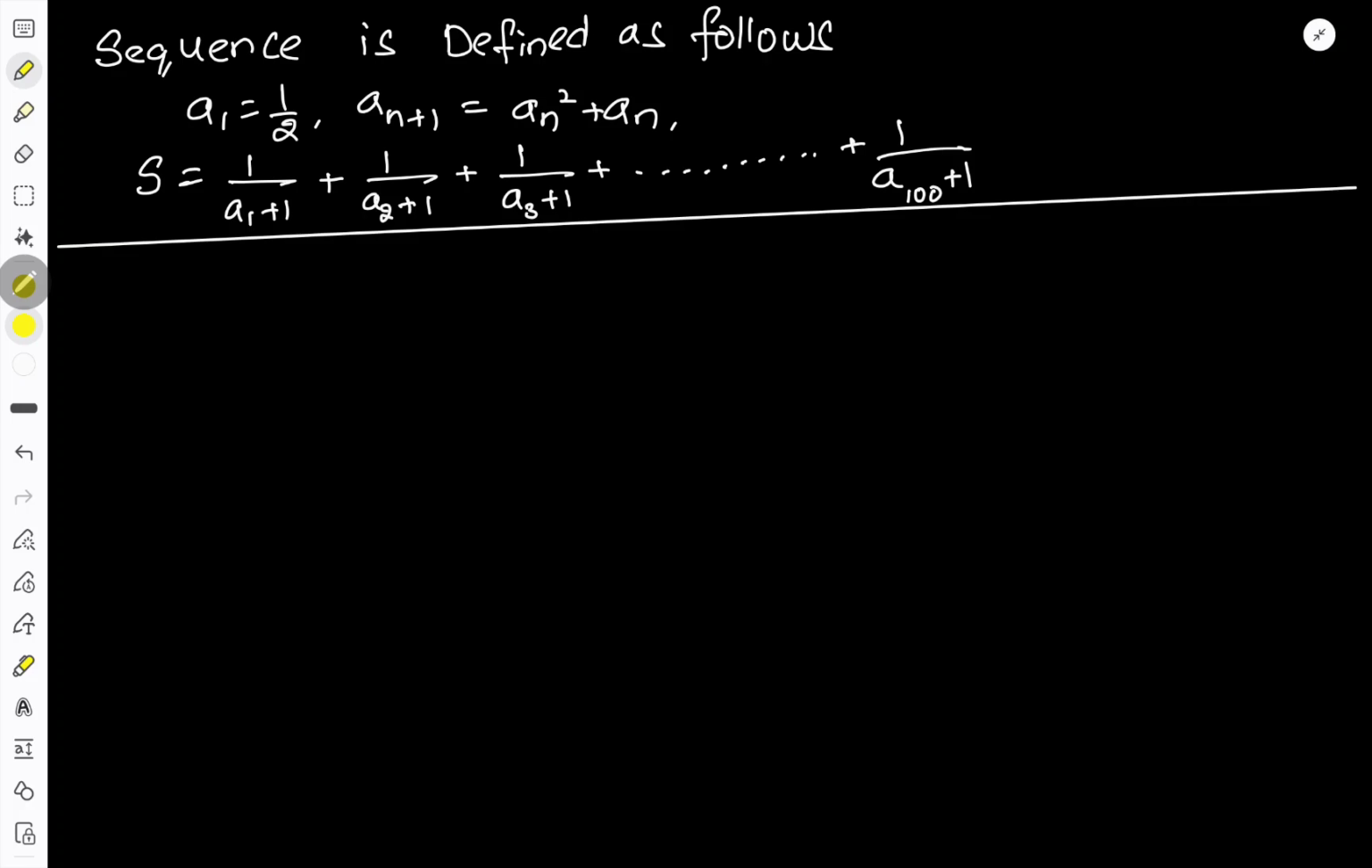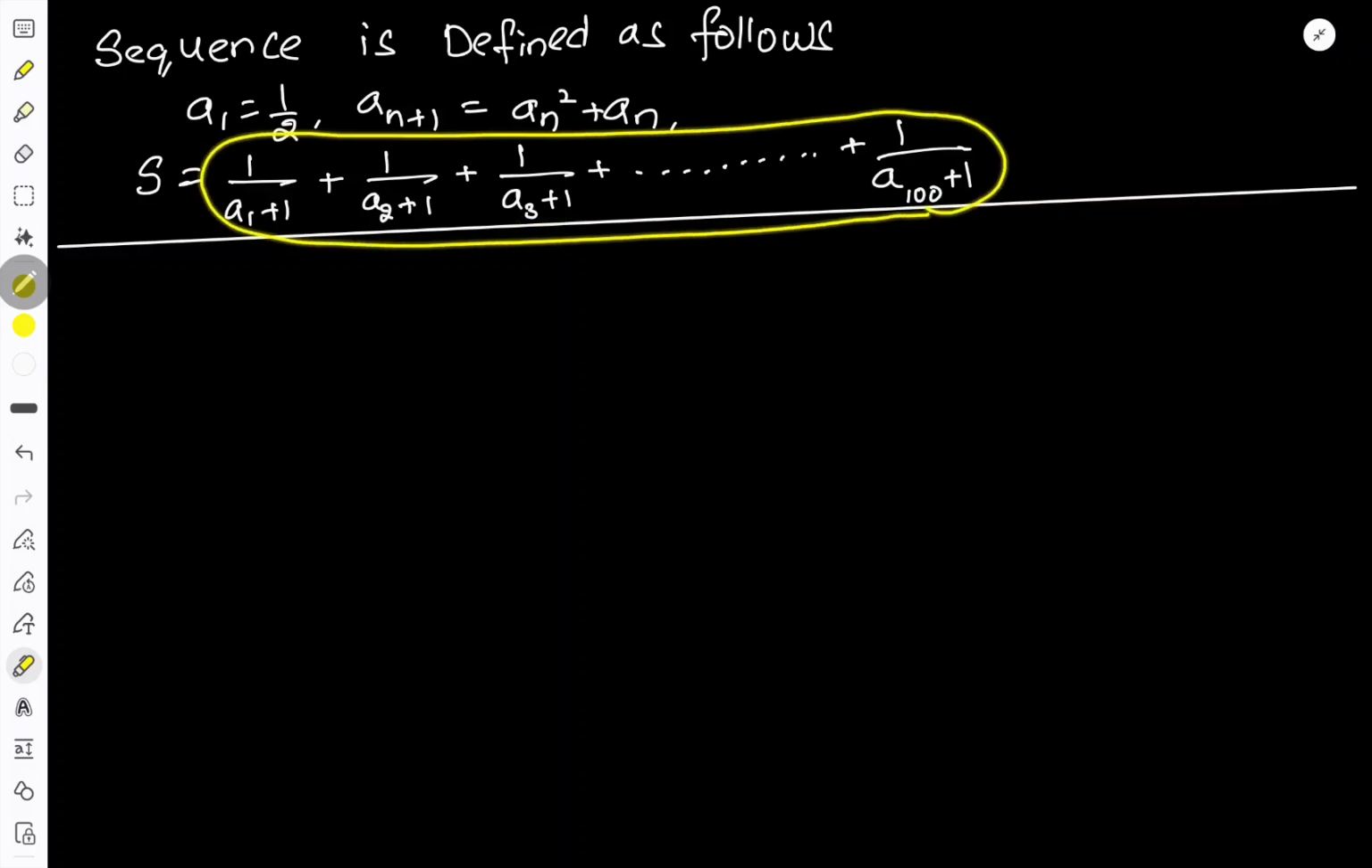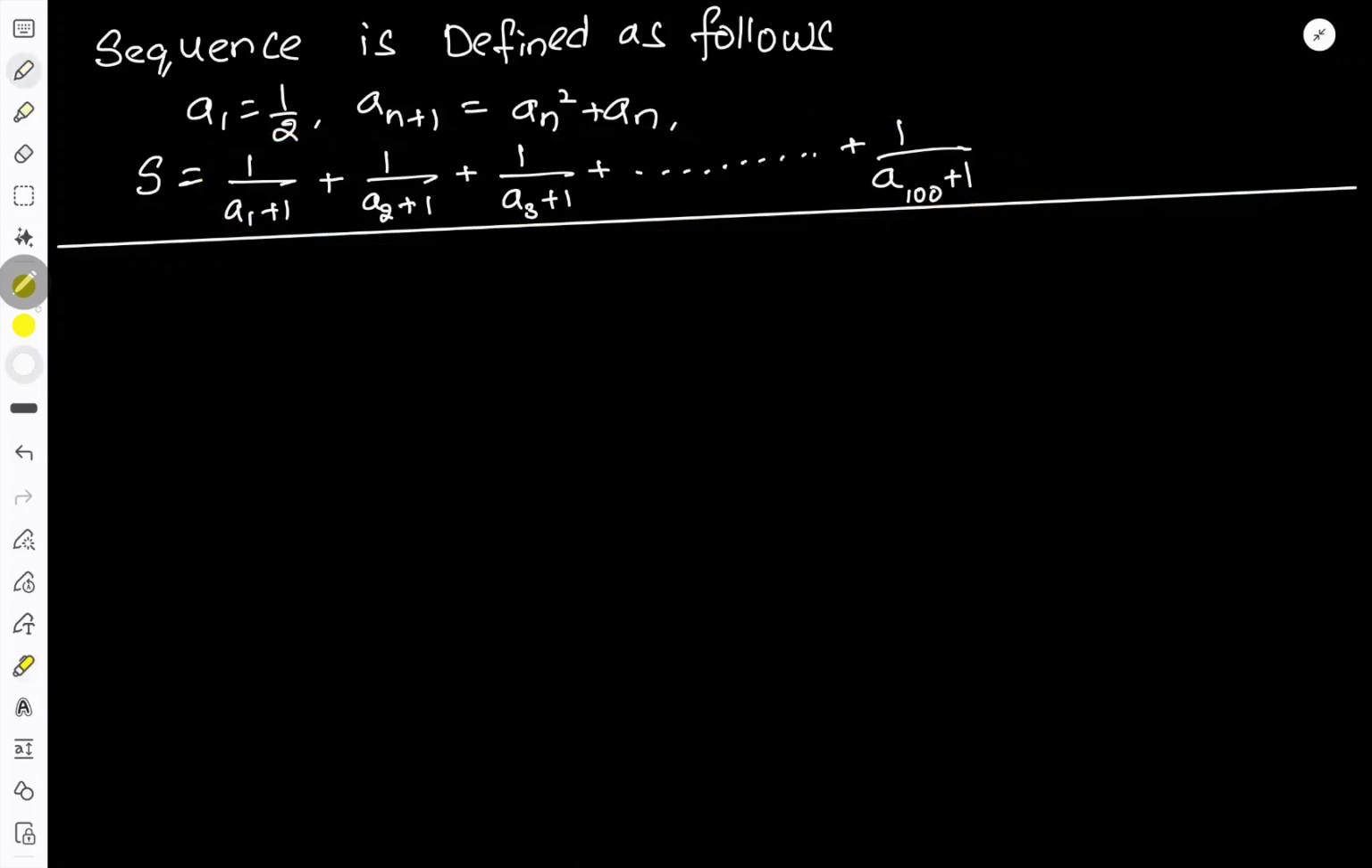FTS2. The sequence is defined as follows: a1 is equal to 1 by 2, and it has a recurrence relation, a(n+1) is equal to an squared plus an. Then you need to find the sum of these 100 terms, like 1/(a1 + 1), 1/(a2 + 1), 1/(a3 + 1), and so on up to 1/(a100 + 1). We can see very clearly there are 100 terms in it. So how do you begin this here?